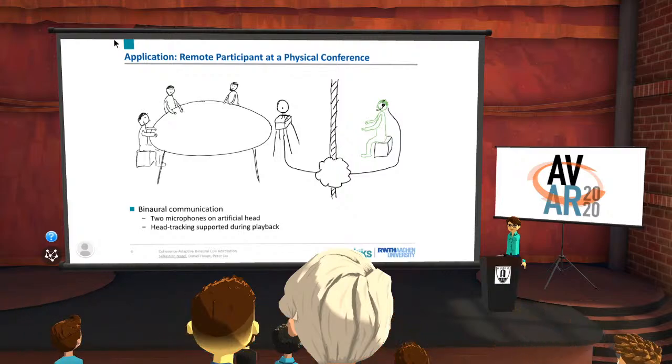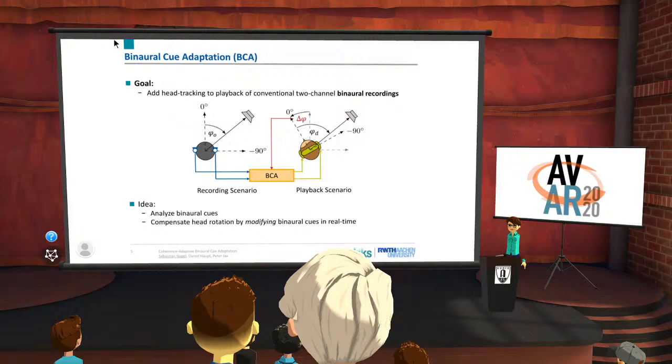And now the question is, how could we realize head tracking for this person who is listening to this binaural recording? That's the goal of the binaural cue adaptation algorithm that I'm going to present in the remainder of the talk. So we can add head tracking to the playback of conventional 2-channel binaural recordings.